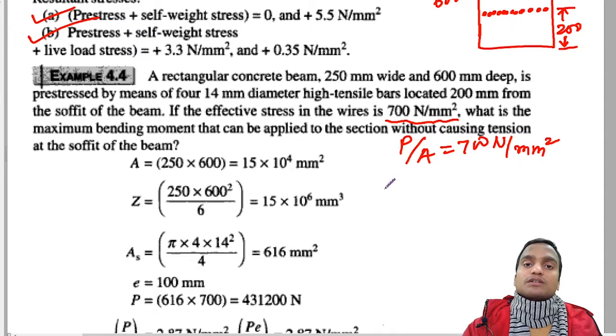So generally due to external loads, tension stresses develop at the soffit of the beam. So we have to neutralize the effect of the external loads coming as tensile stresses by means of this pre-stressing.